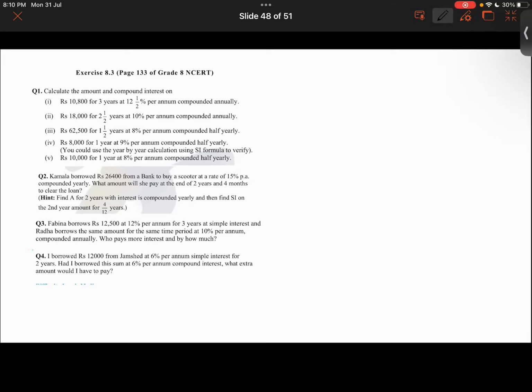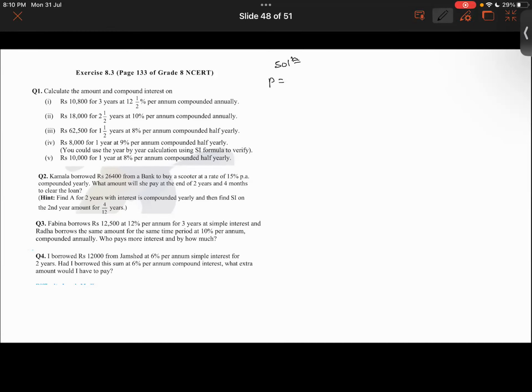Fabina borrows rupees 12,500 at 12% per annum for 3 years at simple interest, and Radha borrows the same amount for the same period at 10% per annum, compounded annually. Who pays more interest and by how much? That is the question. We are basically required to find who pays more interest and by how much. There are two girls, Fabina and Radha. Both of them are borrowing the same amount from the bank, one at 12% per annum for 3 years at simple interest, and Radha at 10% per annum.